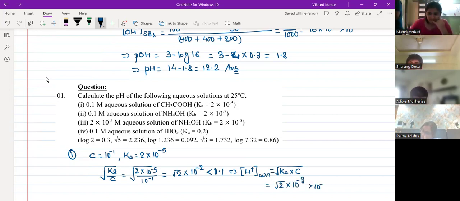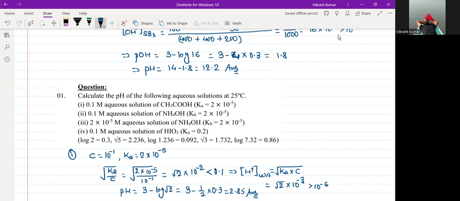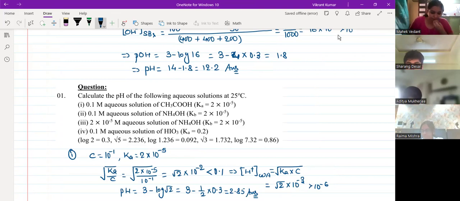Which is greater than 10 raised to minus 6. So water H plus is not relevant here. And that's why directly we can calculate pH. And pH will become 3 minus log root 2, which is half log 2. 3 minus half into 0.3 will become 2.85. That will become the answer. Is it okay? Any doubt?